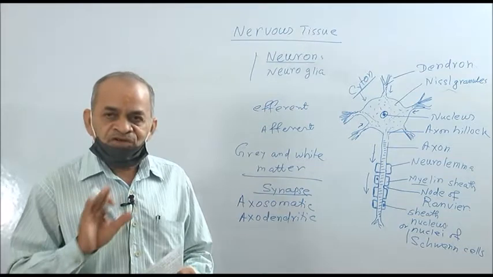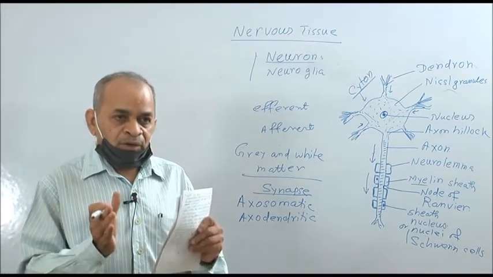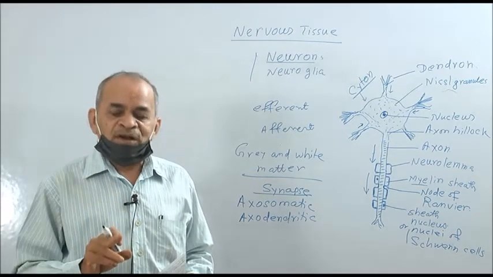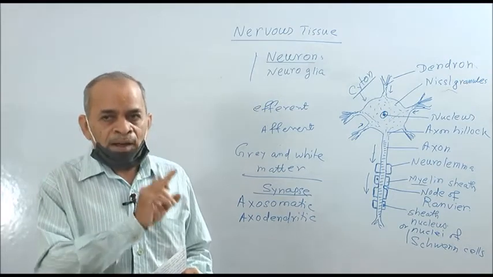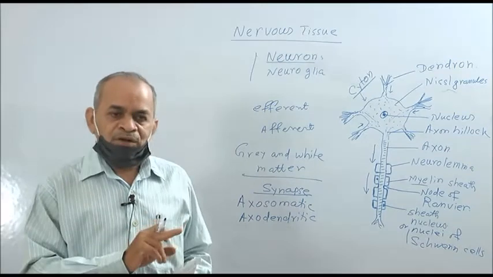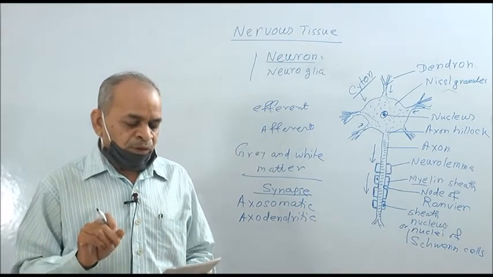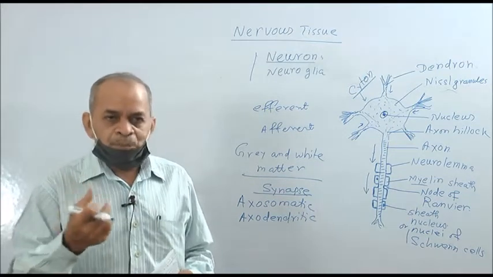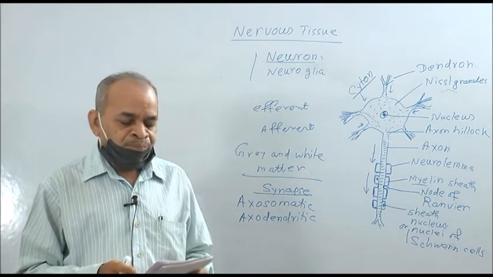There is no physical contact, and the gap is known as the synaptic cleft. It is one-way traffic, meaning the impulse will go from axon to dendron, not back from dendron to axon. And the neurotransmitter which transmits this impulse is acetylcholine.